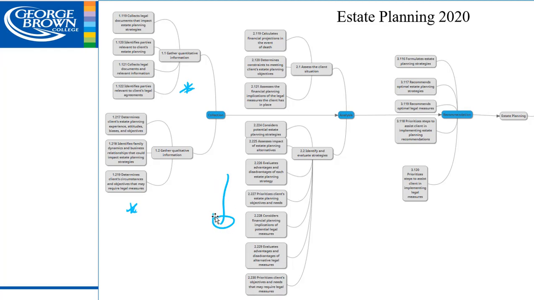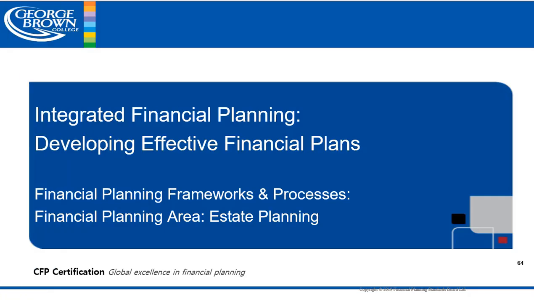So you can see with both the retirement planning and the estate planning in 2020, there's been a greater emphasis put on identifying and evaluating the strategies in those 2 areas. And that is the conclusion for this video, the topic being the financial planning area of estate planning. We were looking at the financial planning frameworks and process, the competency profile, and the 3 steps of collection, analysis, and recommendation. And all this is feeding into integrated financial planning, developing ultimately an effective financial plan.